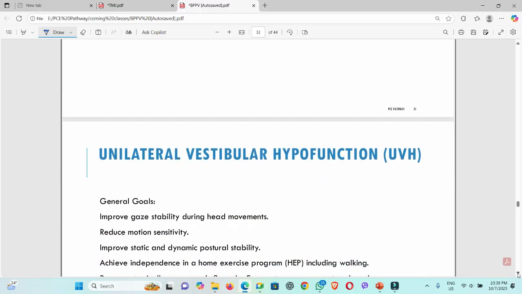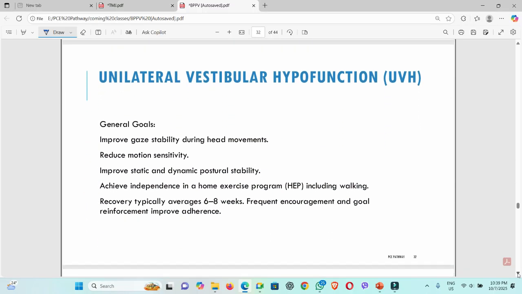Now, other vestibular rehabilitation, UVH, unilateral vestibular hypofunction. We read about it. If the right side is hypofunctioning, we will see nystagmus on which side, guys? If right UVH is there, the fast beating nystagmus will be on which side? Left. Left, right?